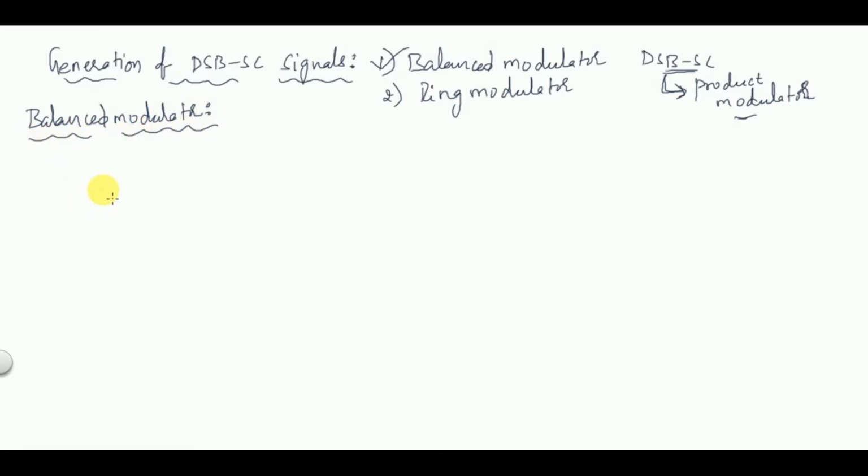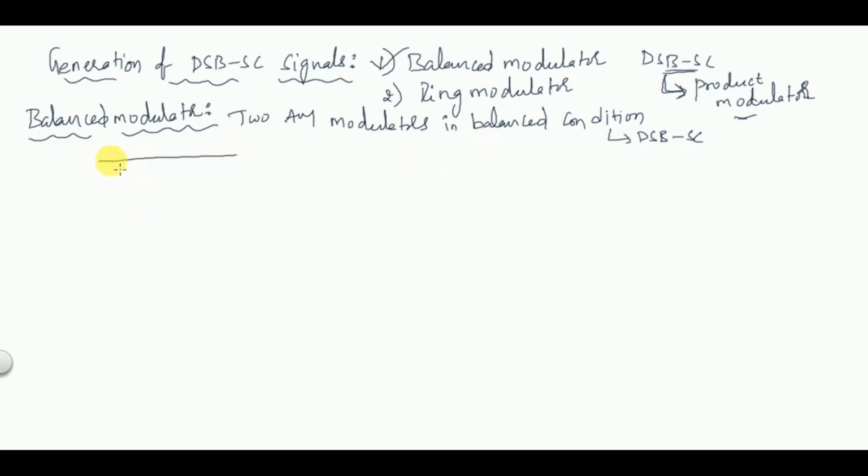In balanced modulators we use two AM modulators. Two AM modulators are used in balanced condition to produce a DSB-SC signal. So let us see the block diagram of the balanced modulator. As I have told you, it consists of two AM modulators.